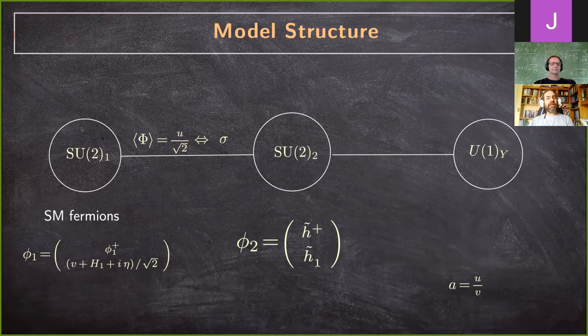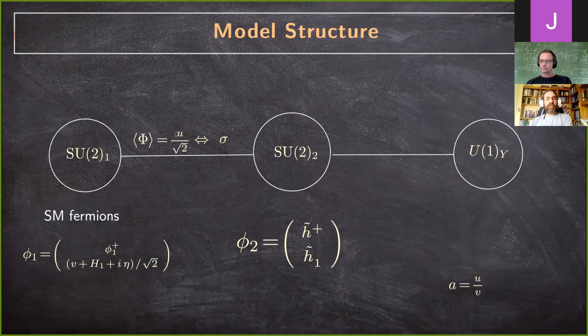Transforming under the first SU(2), and we introduce a new, sorry, this is wrong here. This should be a triplet. An additional scalar field, which is a triplet, not a doublet, as is shown here. Sorry, it is a mistake. A scalar triplet, transforming under SU(2).